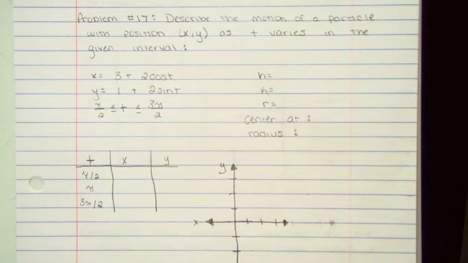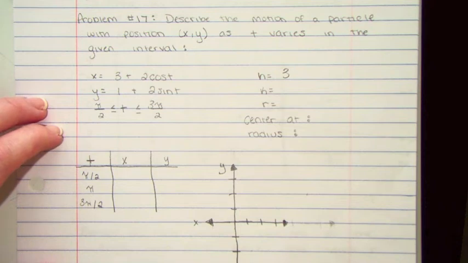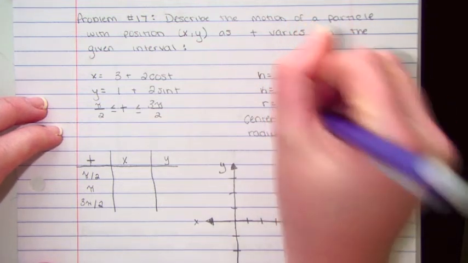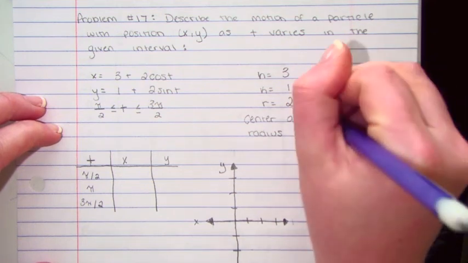Your value for h is going to be 3, and your value for k is 1, based off of our previous general equations for x and y. Your radius is the coefficient in front of your trigonometric functions, which would be 2. So your center (h, k) would be (3, 1), and your radius is 2.